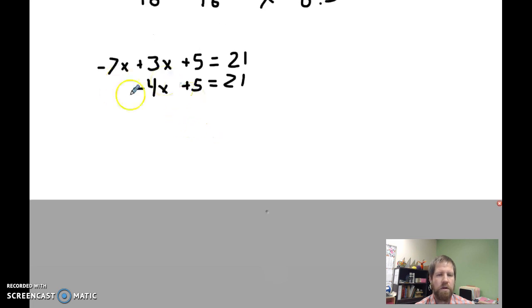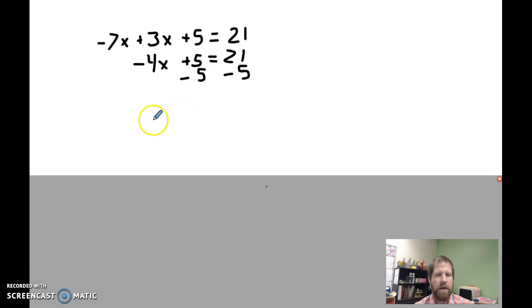Okay. My goal is to get this by itself, get my variable isolated. So I need to move my 5 away. I can't divide by 5 because that'll leave me with 5 over 5 or 1. I'll still have a number over here, and I'll have to divide everything else by 5. So I'm going to subtract 5 from both sides. Okay, and that'll leave me with negative 4x plus 0 is equal to 21 minus 5, or 16.